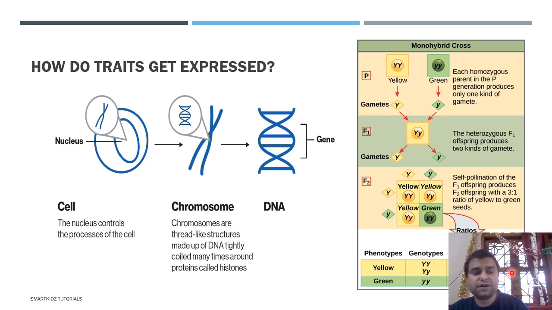But when we speak about traits getting expressed, that depends on various combinations of alleles. When these alleles combine together in a particular way, certain genotypes come together. Based on the genotype, a particular phenotype will be expressed. If it is a dominant genotype, then we have the dominant characteristic being expressed. If it is a recessive genotype coming together, then we will have a recessive characteristic or trait that will be expressed.